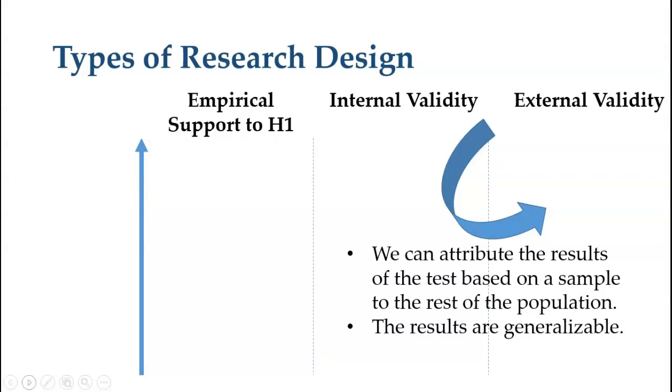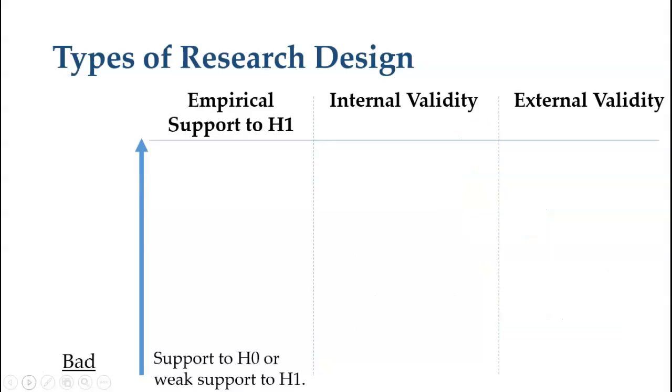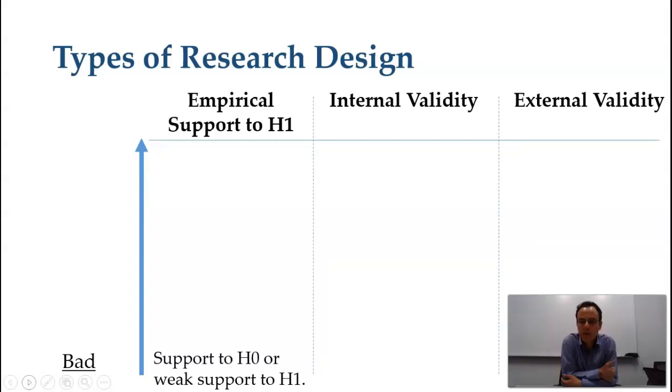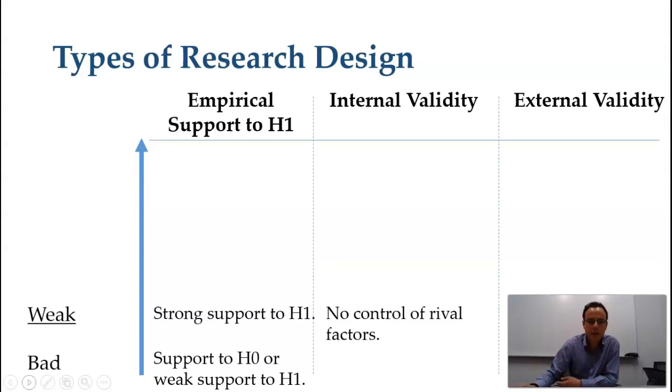And based on those 3 goals of scientific inquiry, we can have a bad research design, and a bad research design is when we do not even find support for our hypothesis, we are not able to reject the null hypothesis, or the support is very weak, and we're going to talk a little bit more about it. So that's a bad research design.